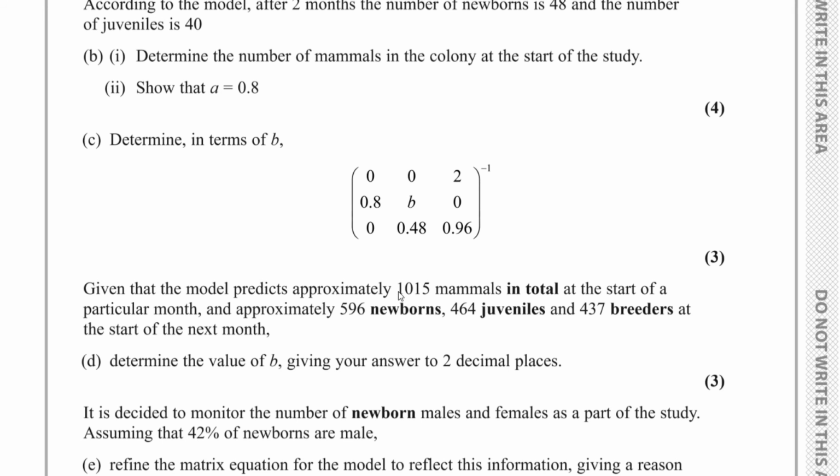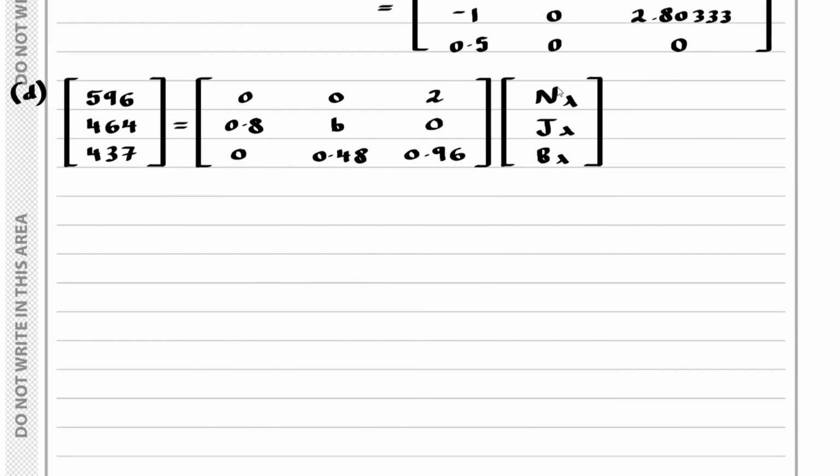And I know that this matrix is equal to 1015. So what I mean by that is n lambda, j lambda, and b lambda is equal to 1015. Now, for me to find out what n lambda, j lambda, and b lambda are, what I need to do is find that out by multiplying this matrix by the inverse of this matrix.